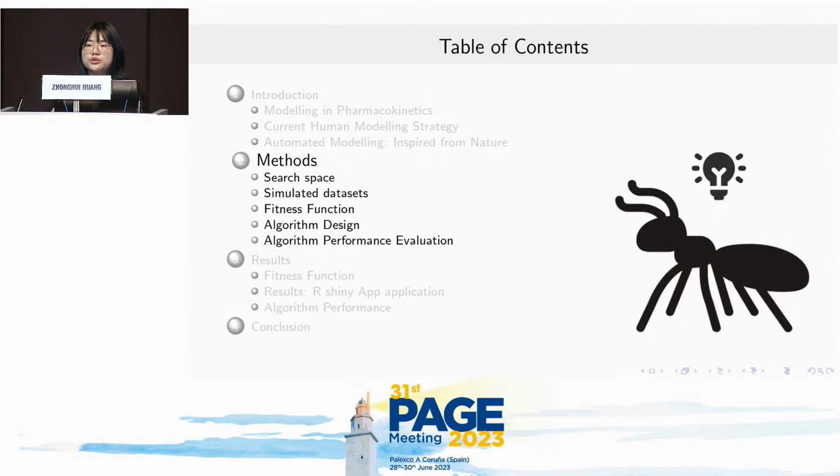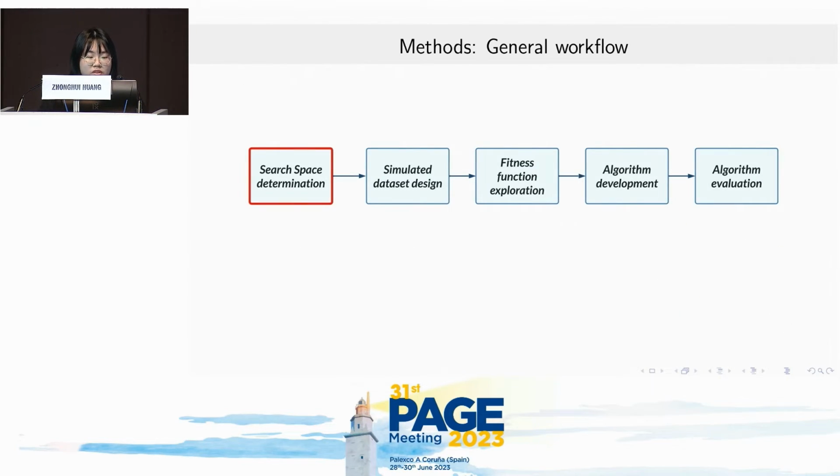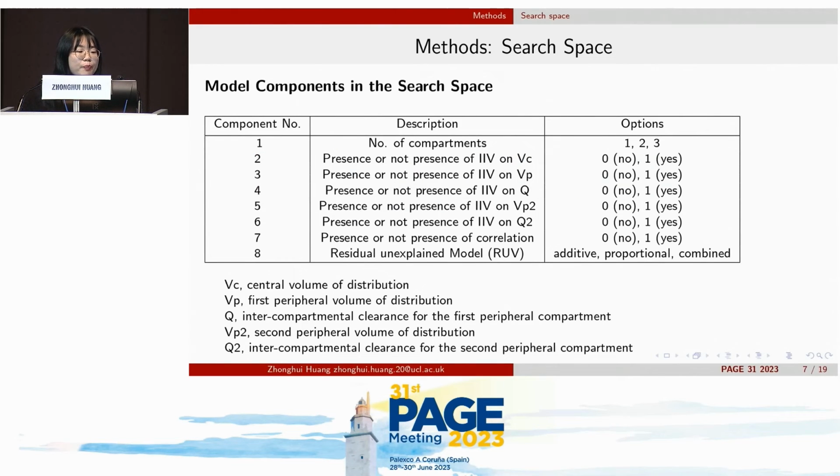After introducing the background information, I will introduce the methods for how we achieve these objectives. First is the design of the search space for all of the algorithms. In this study, there are 8 model components in the search space, which are the number of compartments, different random effects on parameters, and the 3 types of residual error models.